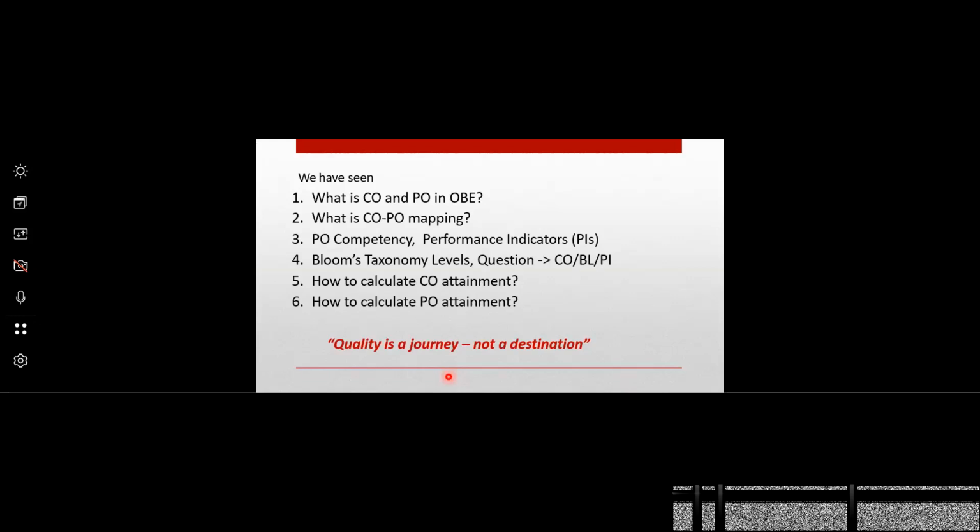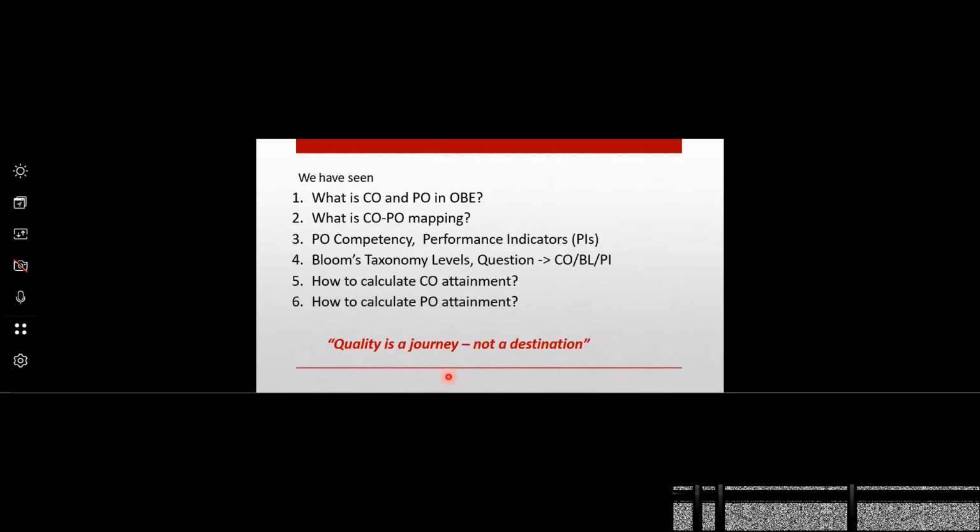Okay, tomorrow what we do is we will take one question paper, we will prepare the question paper based on the Bloom's taxonomy levels, and also let us map the course outcomes and program outcomes, and we will find out the CO-PO attainment using the simple method.